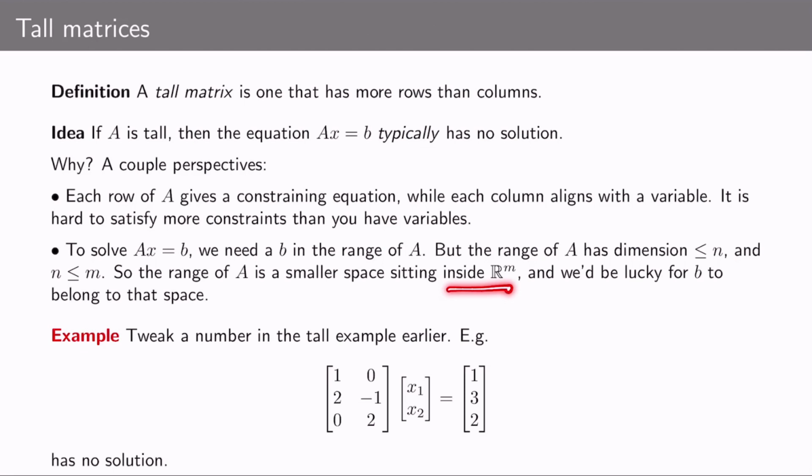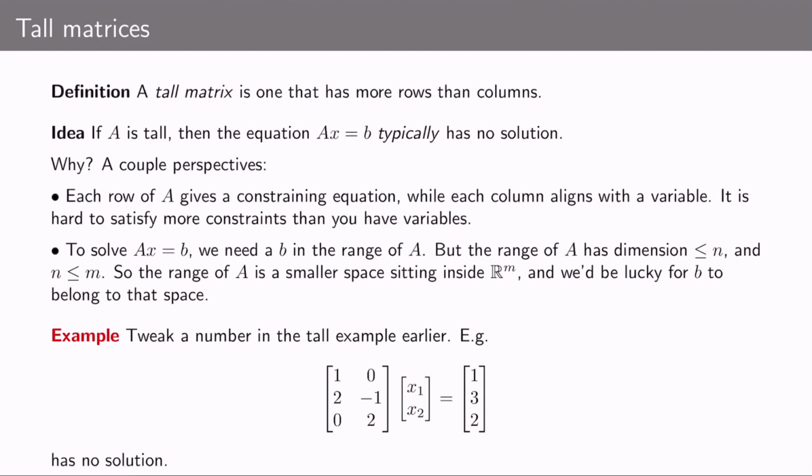So if we just have some b and we need to find linear combinations of the columns of A that give b, well, we're going to have to be pretty lucky because b is just some random element of Rm, and it's probably not in the range of A.